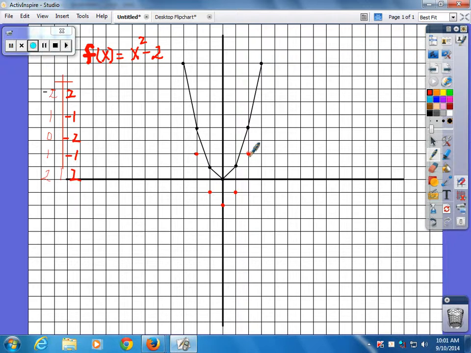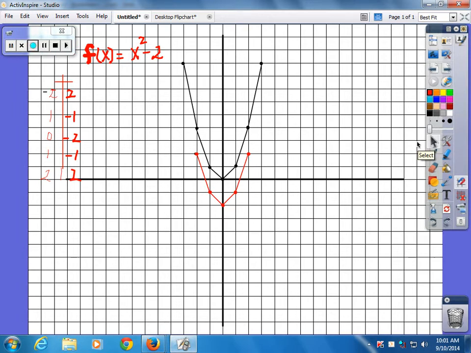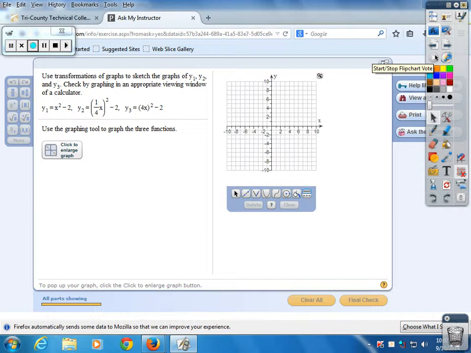So what happened to our parent graph? It shifted down 2. Why did it shift down 2? Because of the -2 outside the function. Now a lot of people say, well, how do you know that's not a horizontal shift? The horizontal shift will always be inside the square.